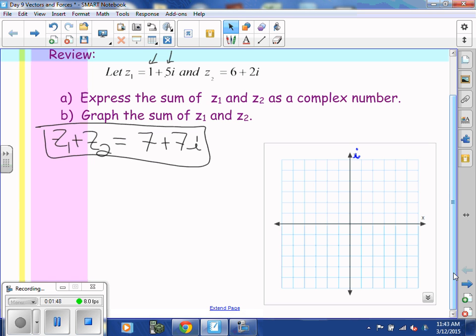So it's really important that you graph and you label x on the right, i on the top. So go ahead and do that, and then I'll show you how to graph. So with your straight edge, x-i plane.